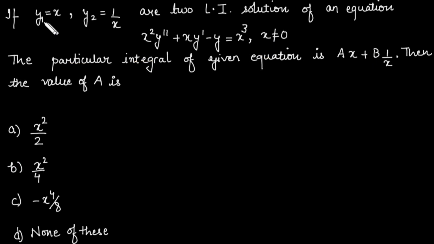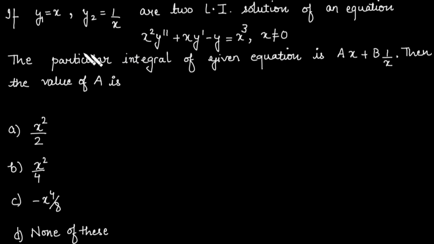Let's take the next example. If y1 is equal to x and y2 is equal to 1 by x are the two linearly independent solutions of this equation, then the particular integral of the given differential equation is ax plus b into 1 by x. Then what is the value of a? One way is you can solve this with the help of the Euler-Cauchy equation and then find the particular integral and accordingly fetch the value of a.